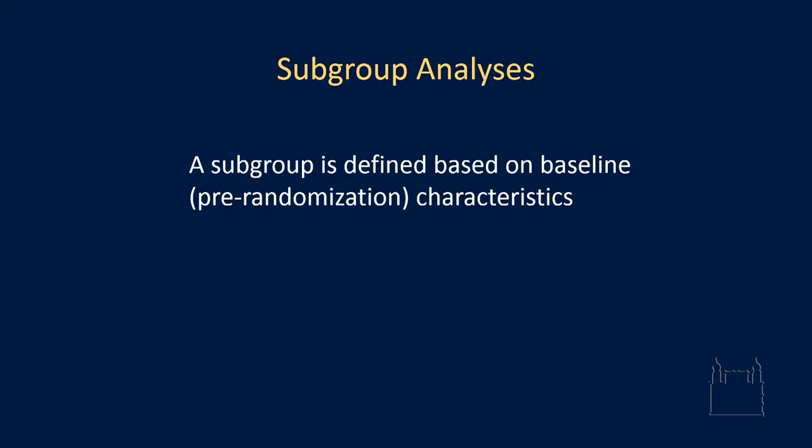So subgroup analysis, and I want to make it clear the difference between subgroup analyses and secondary analyses. Subgroup analysis is basically on the primary outcome, but for subgroups. Okay, and the subgroups are defined based on baseline characteristics, pre-randomization characteristics. But it is on the primary outcome. So you are analyzing still the primary outcome. And I'm going to talk about the difference between that and secondary analyses.